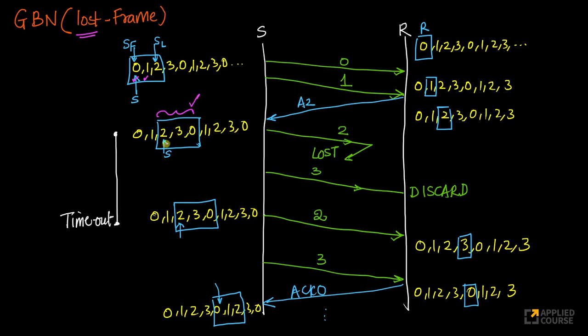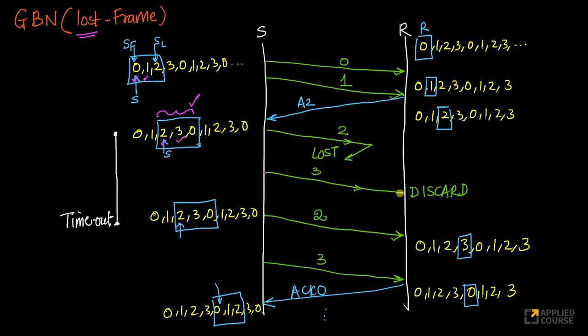Now let's see what happens. Now I send, let's say, frame 2. When I send frame 2, let's say frame 2 is lost. Okay, frame 2 is lost. So it sends frame 2. Then without waiting for any acknowledgement, because it doesn't know whether frame 2 reached or it got corrupted or it got lost, it sends frame 3 immediately.